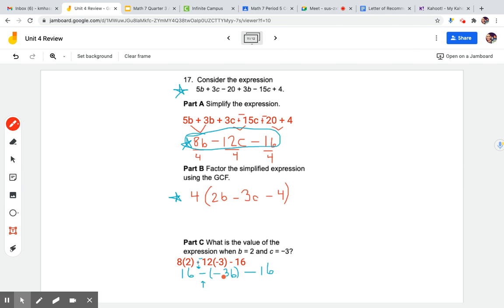Anytime I have a negative negative, that's the opposite of a negative 36, which is positive 36. When I add these together, it looks like I'm going to get 52 minus 16. Bring down that minus 16. And this is going to give me a positive 36. So the value of that entire expression is 36.